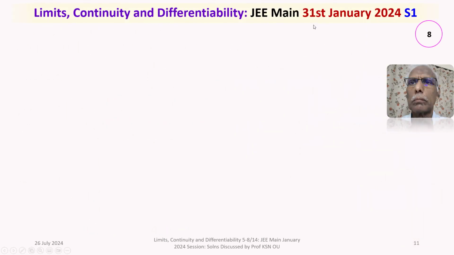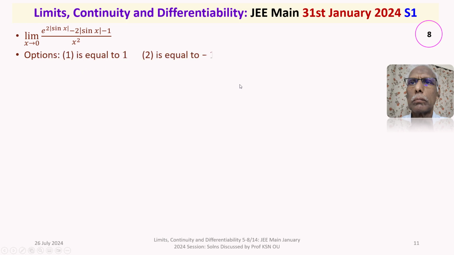This question has appeared in the 31st January 2024 in the first shift. The given question is limit x tends to 0 of e power 2 times mod sin x minus 2 times mod sin x minus 1 by x square. We are given 4 options. Let's now discuss the solution of this problem in detail.